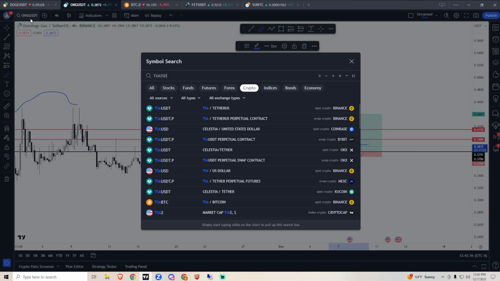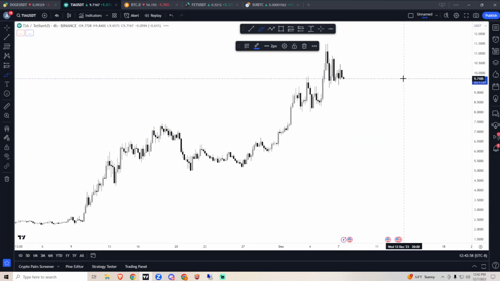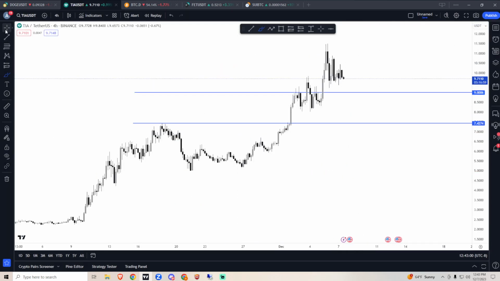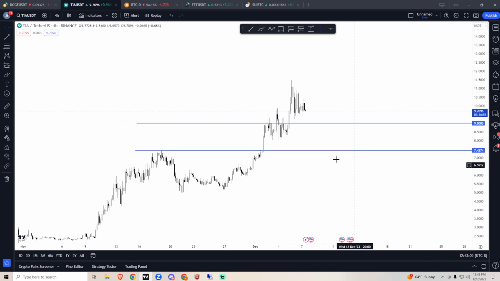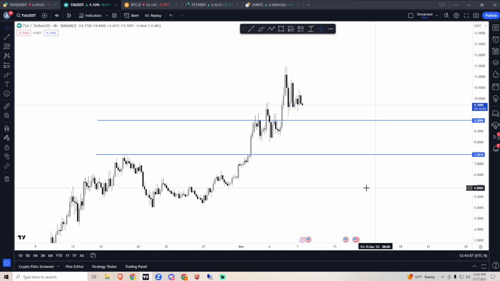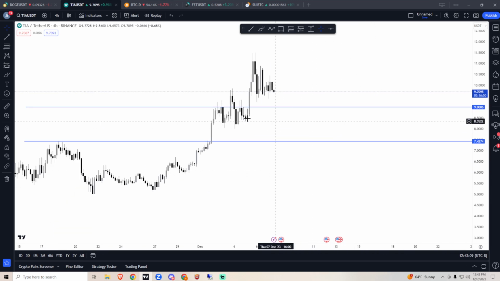TIA. Yeah, so I want a bag of TIA. I'm actually looking for a place to buy it, and these are my levels. Okay, I shared this in my private chat with a few people, but why these levels?